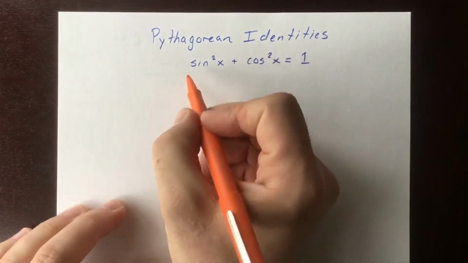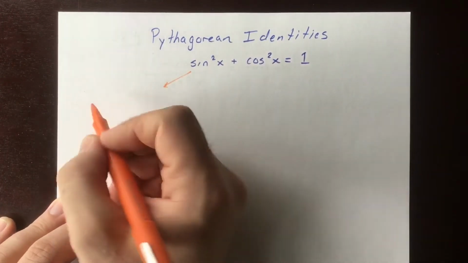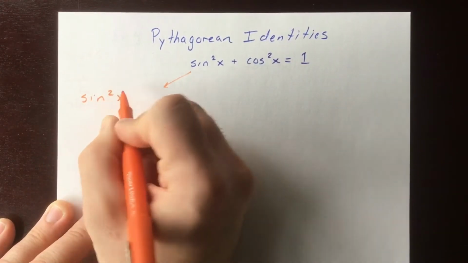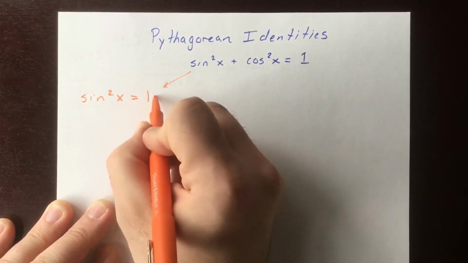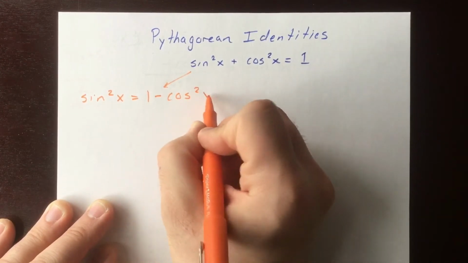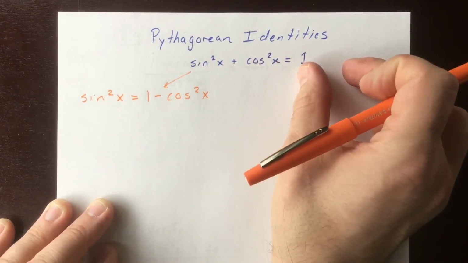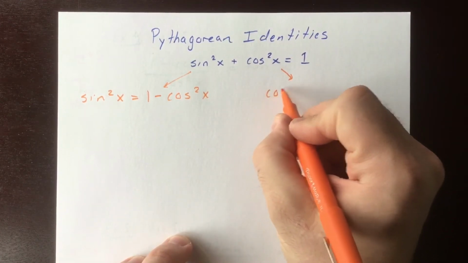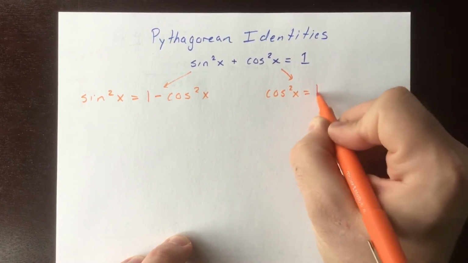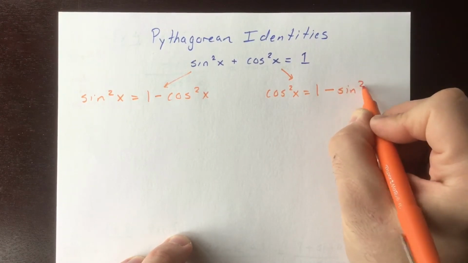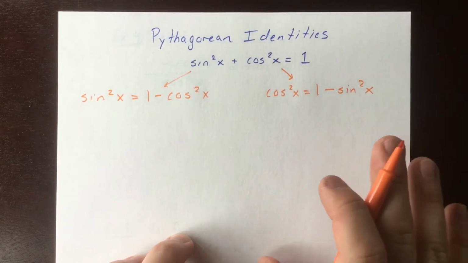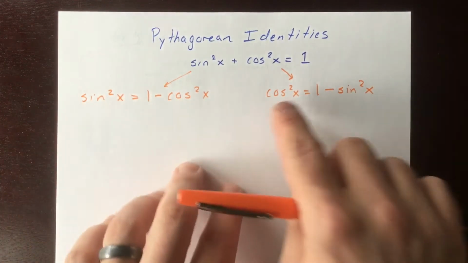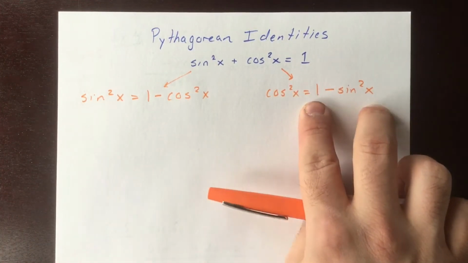And with this, we're going to extend this and say, okay, if that's true, then sine squared of x equals 1 minus cosine squared of x. So I'm just moving the cosine squared of x to the right. And then, in the same way, I can say, oh, well, cosine squared of x must equal 1 minus sine squared of x. Okay? So we now know what we can replace sine squared of x with, and what we can replace cosine squared of x with.